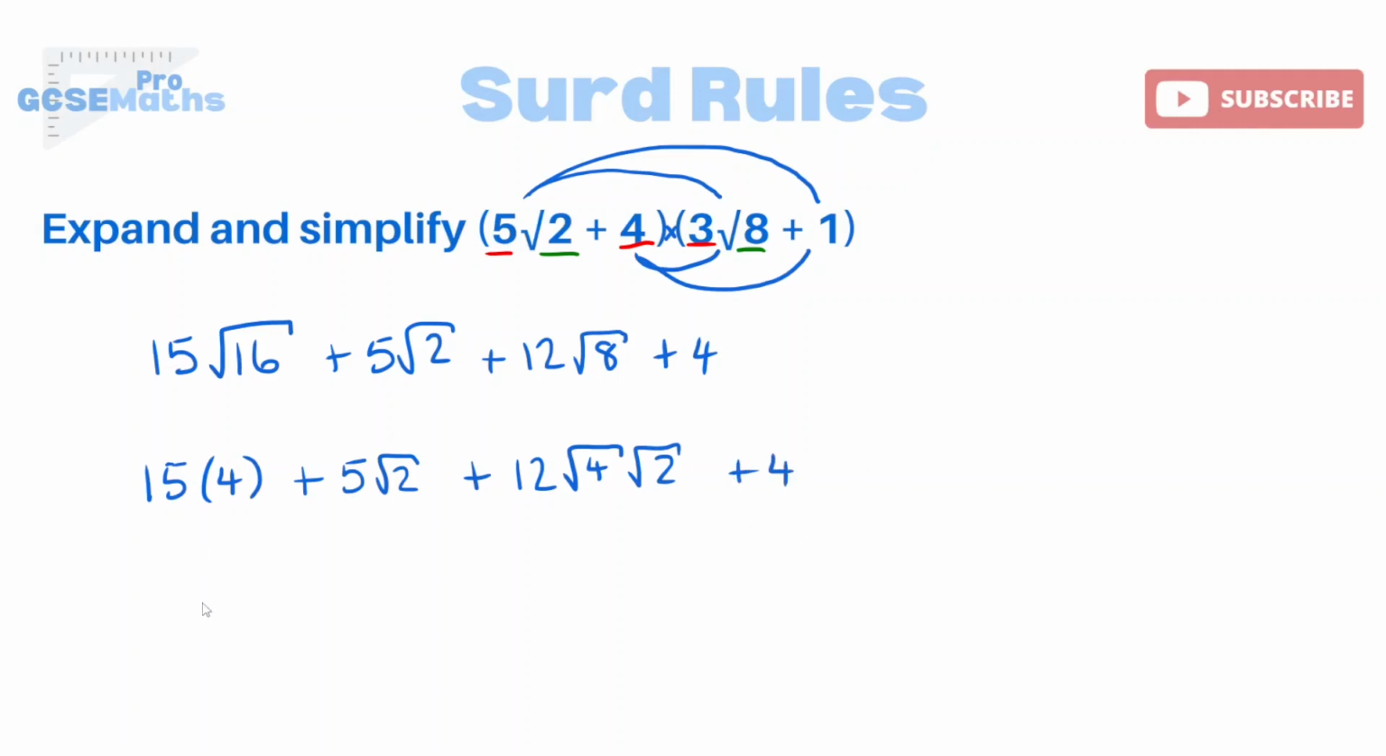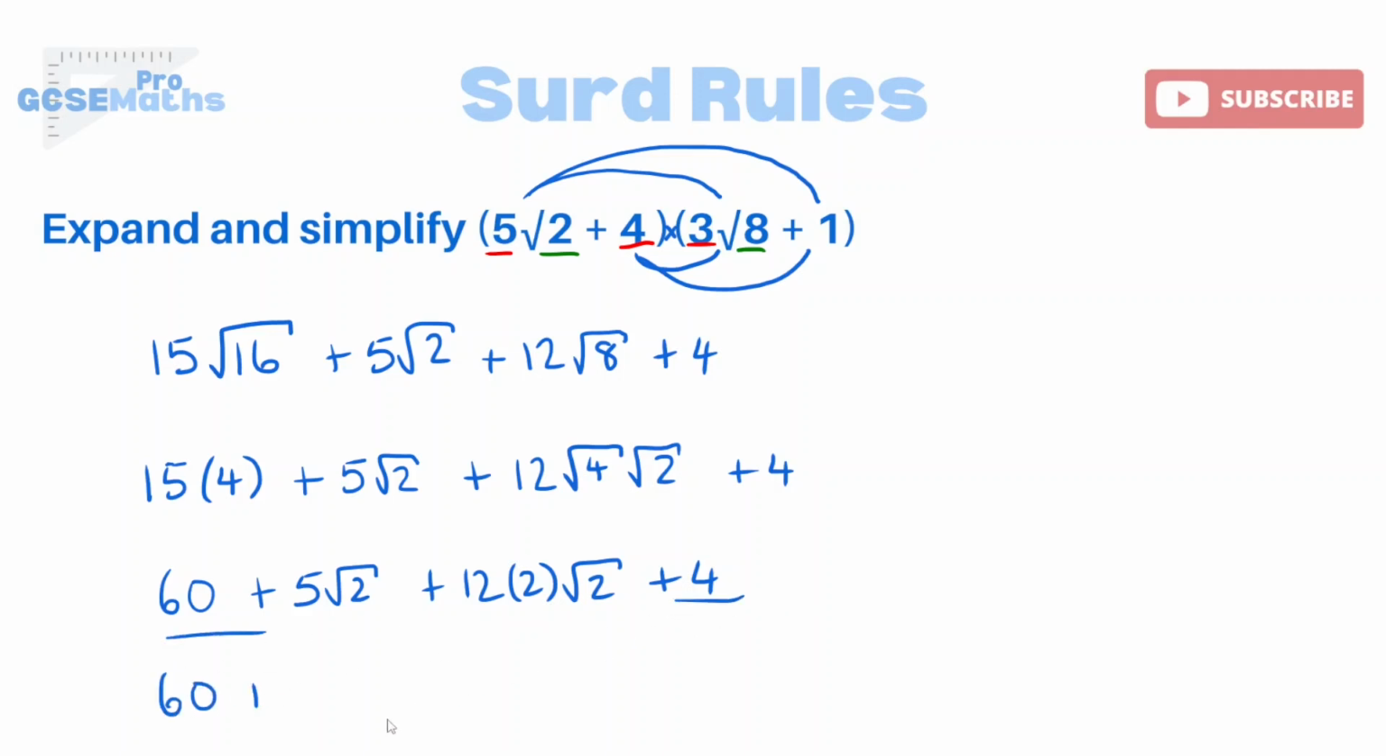Okay, so our next line of simplifying, we've got 15 times 4, which gives us 60. We've still got 5 root 2 there. And then the root 4 becomes 2, just square root that to become 2. Root 2 left over plus 4. You might end up with quite a few lines of working out, but I think it's worth it just to make sure we don't make any mistakes. So 60, actually you might want to add the 60 and the 4 at this point. So 60 plus 4 is obviously 64, plus 5 root 2, plus 12 times 2 is 24, root 2.